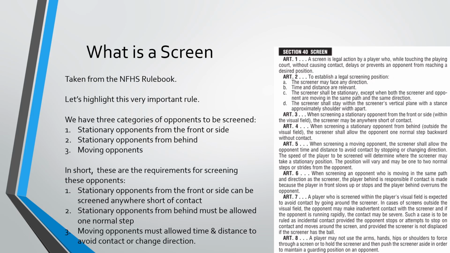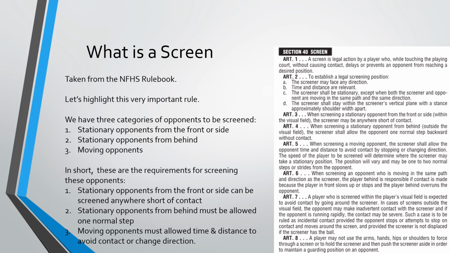Let's highlight this very important rule. Essentially, we have three categories of opponents to be screened: stationary opponents from the front or side, stationary opponents from behind, and moving opponents. In short, these are the requirements for screening these opponents.